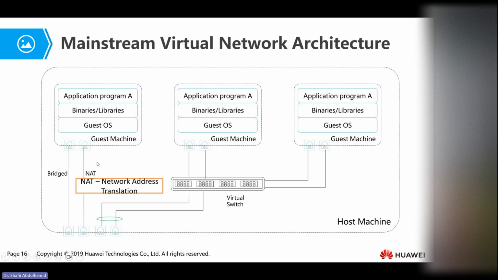But sometimes you need to communicate between the virtual machine and other virtual machines outside of the physical host that you have, which is the host machine. So this communication can pass through a bridge. A bridge helps to communicate with virtual machines on different physical hosts.